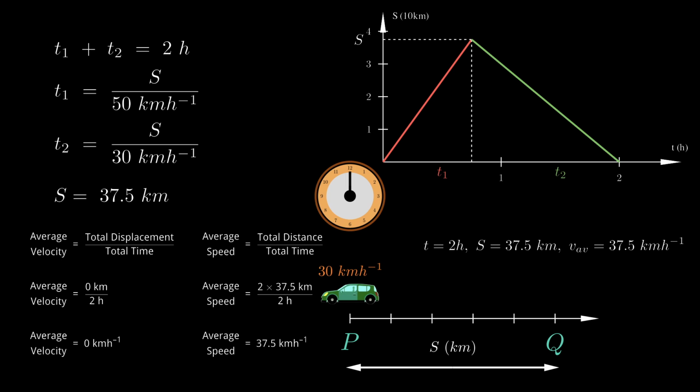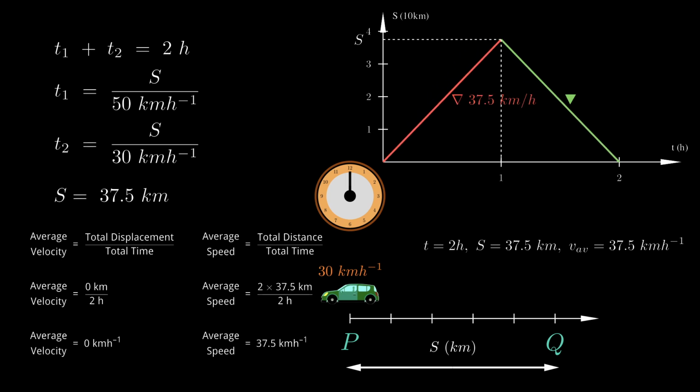Let's explore how the displacement time graph reflects the second scenario. Even though the total displacement is zero, because the vehicle returns to its starting point, the journey from P to Q covers a displacement of 37.5 kilometers in 1 hour, which is half of the total journey time of 2 hours. This gives a velocity of 37.5 kilometers per hour for the outward journey.